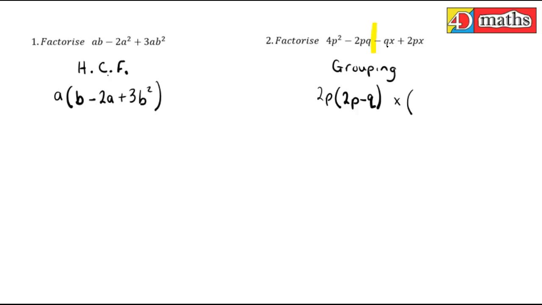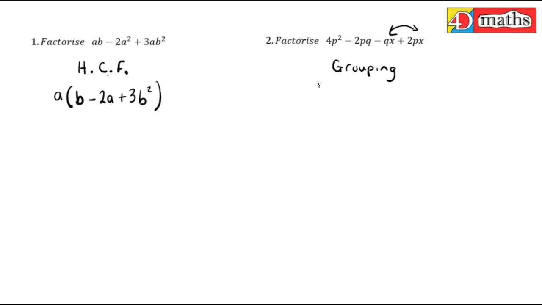X. But if you take x out, you're left with q. Now, there's a problem here. They're not the same, right? So there needs to be something to be changed here. So I'm going to delete this, and I'm going to do a bit of swapping. So you swap the third with the fourth.